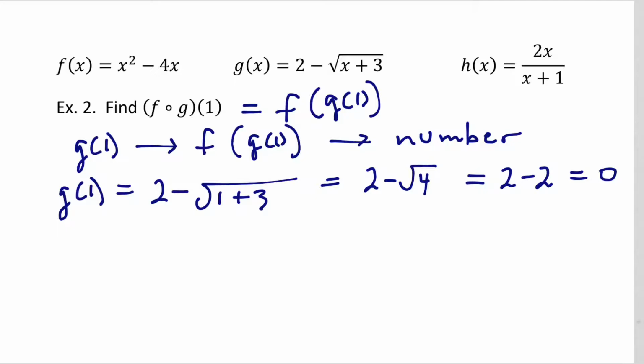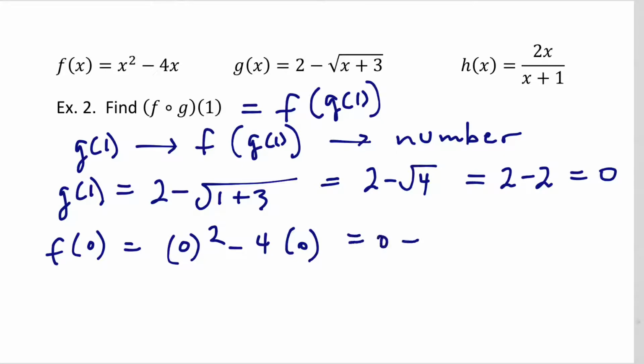All right, so then we're going to take 0 and we're going to plug that into the f function. So we'll get 0 squared minus 4 times 0, which is equal to 0 minus 0, which is equal to 0. So our numerical result is f of g of 1 is equal to 0.